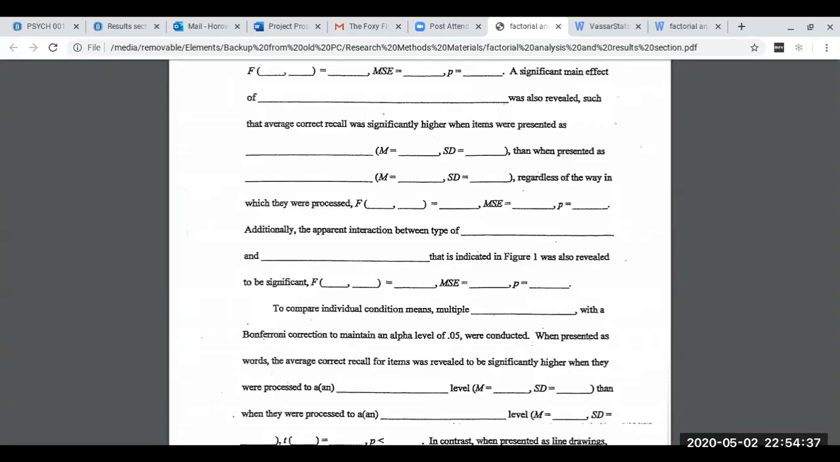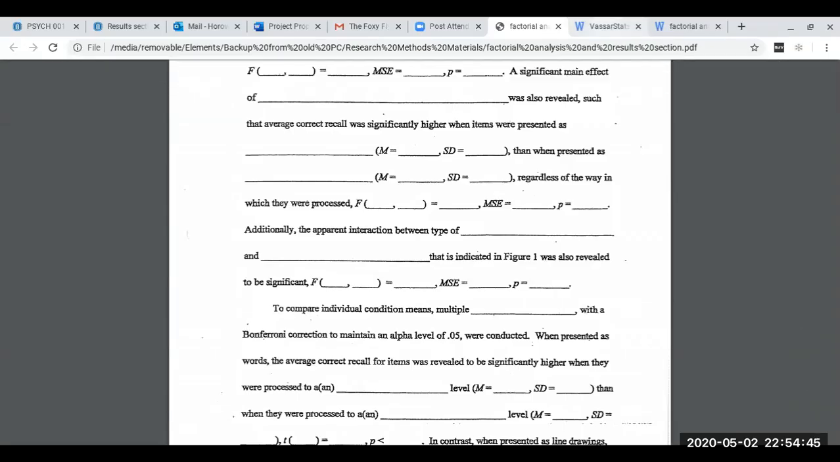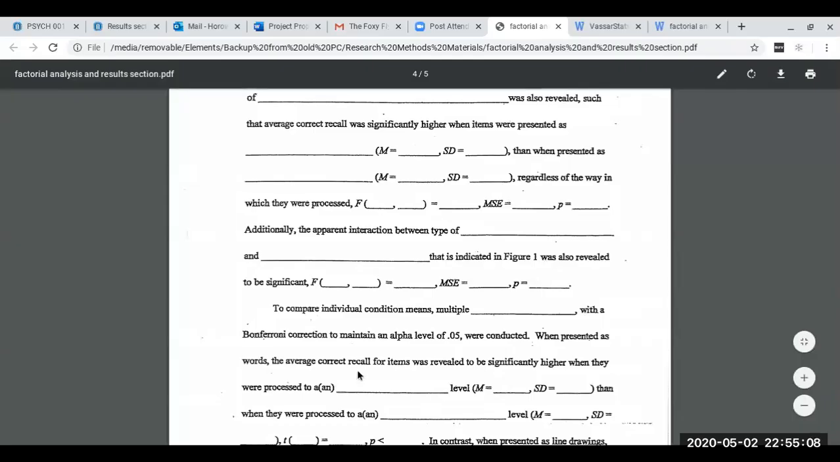When presented as words, we're looking at the average recall for items was revealed to be higher when they were processed where. So if we go back here, this is where we use the cell means. When they're processed as words, which one was higher? Semantically was higher, more recalled than acoustically in words. Semantically was also higher in drawings. So that's where we would fill in these means, the cell means, and not the marginal means. So looking here, you're going to see that it was significantly higher processed to a semantic level. What's the mean here? Then when they were processed to an acoustic level, what's the mean there?